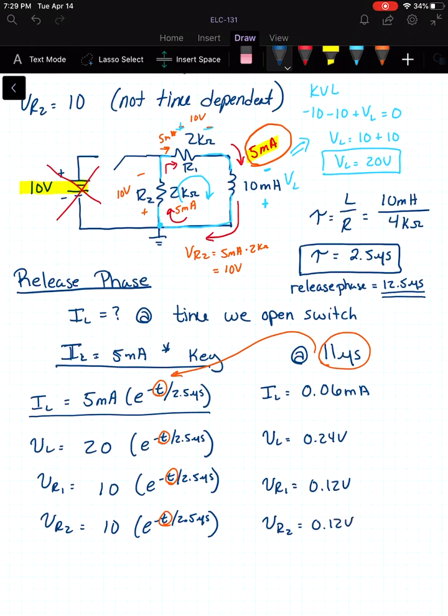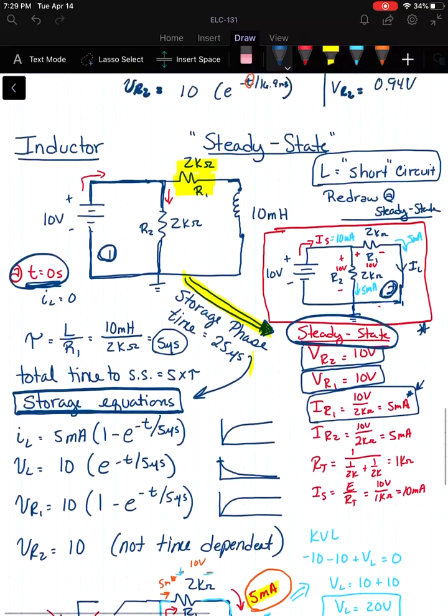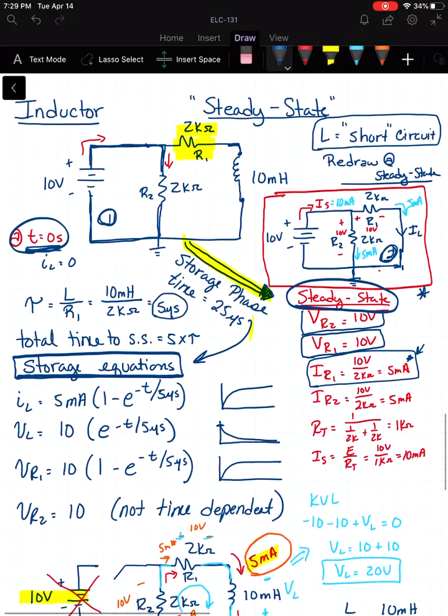Okay, so you should be able to calculate for every point in time, whether it's talking about the storage phase or the release phase for the inductor. And remember, at steady state, which is what we look at most with the inductor, we're seeing that the inductor would be a short circuit. So just replace that in your circuit.